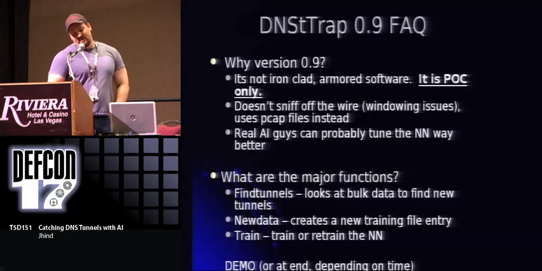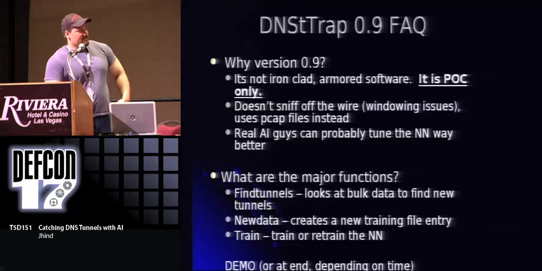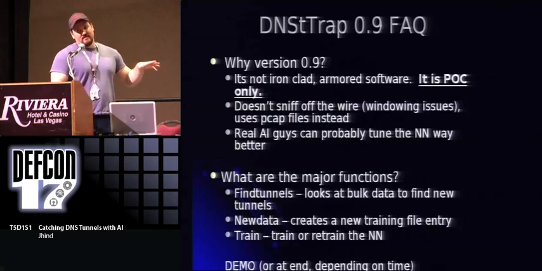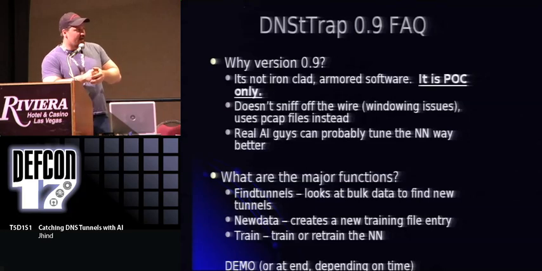It's POC only, but it is real code. It exists on the web. Right now, you can go download it. I'm not speaking at a conference about something theoretical that you can't get your hands on. It does not sniff off the wire, right? It's not real time. That's because it's proof of concept. So you go out with your TCP dump and you capture some big chunks of DNS traffic, and then you're going to run it on that.